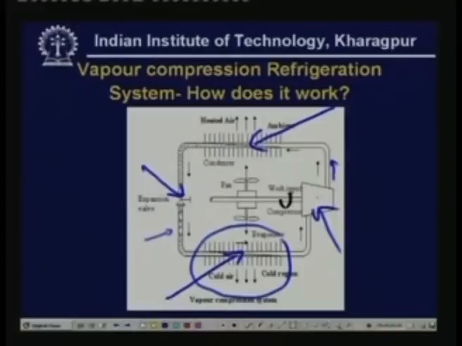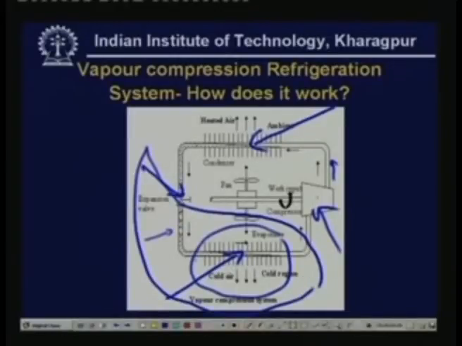This could be the refrigerant system of a typical air conditioner. For example, in a room air conditioner, this portion is kept inside the room, whereas this portion is kept outside. So the room air gets cooled and the heat rejection takes place to the surrounding outside air.